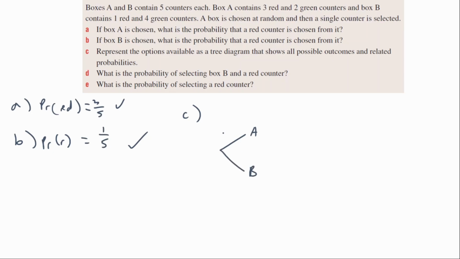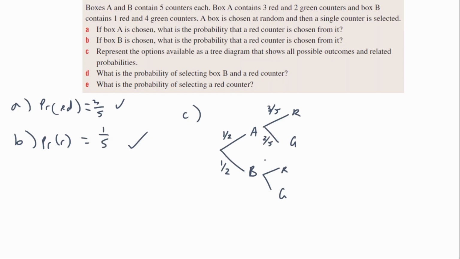And there's an equal chance of selecting both, so it's going to be half and half. Next one, we're picking the counters. So there's red and there's green. Same with this box, there's red and there's green. The probability of picking a red here is 3 out of 5 because there's 3 red and 2 green, and the green is going to be 2 out of 5.